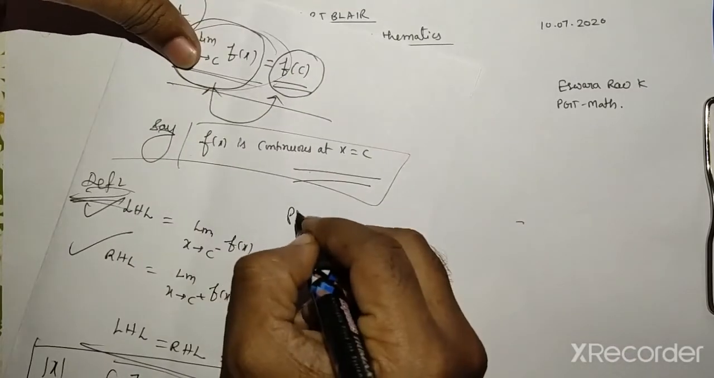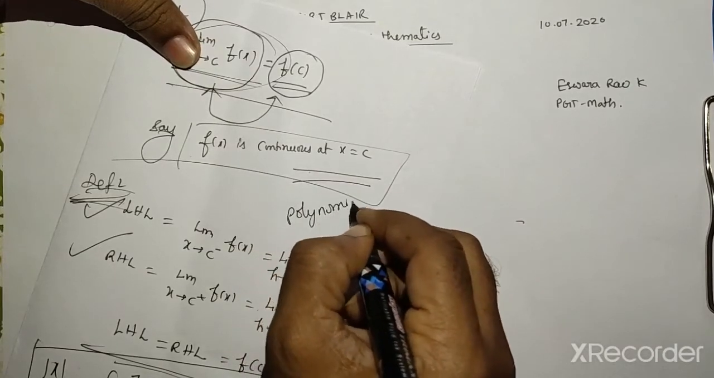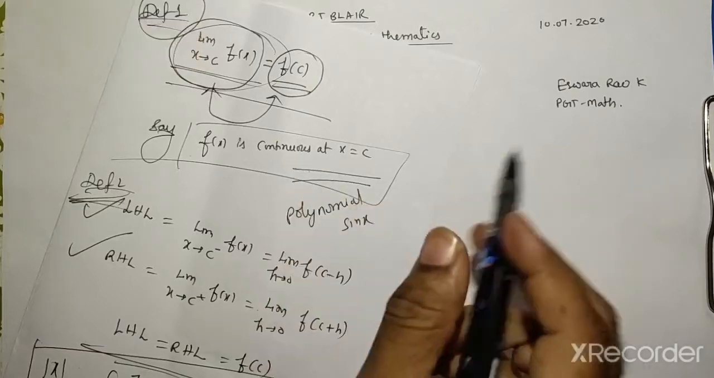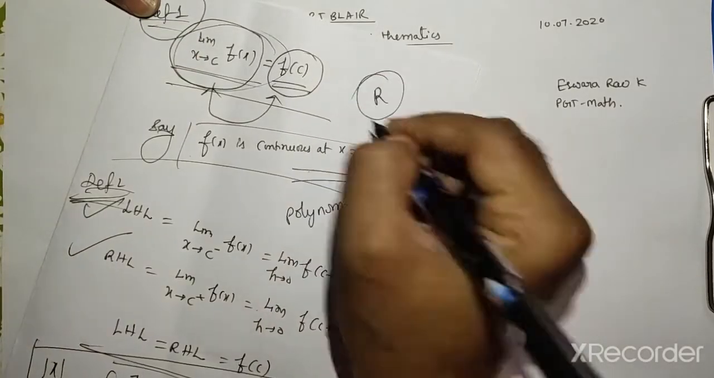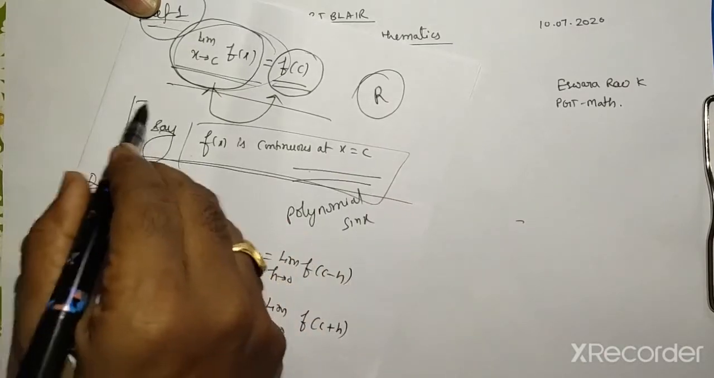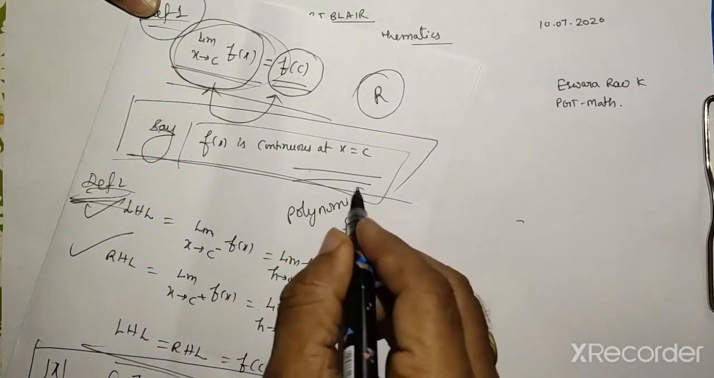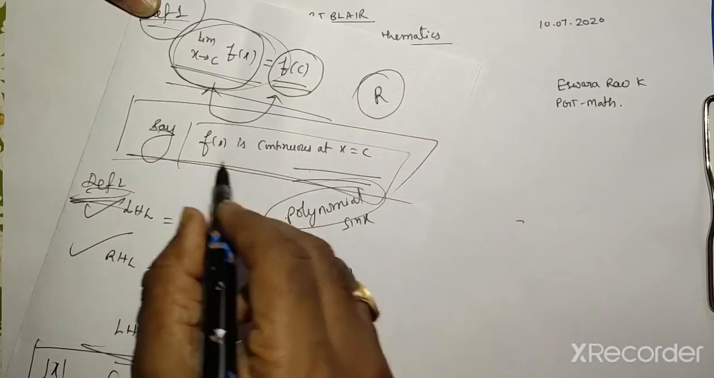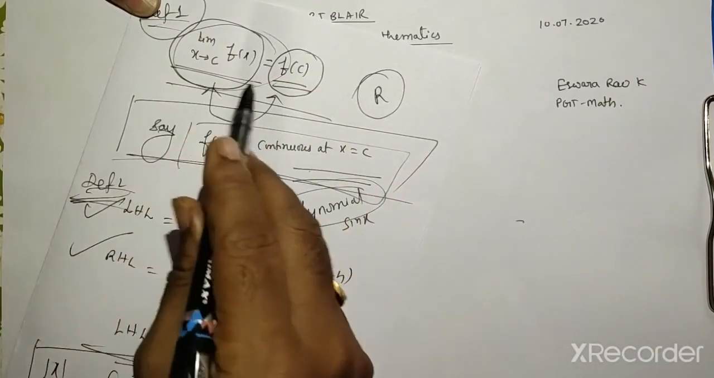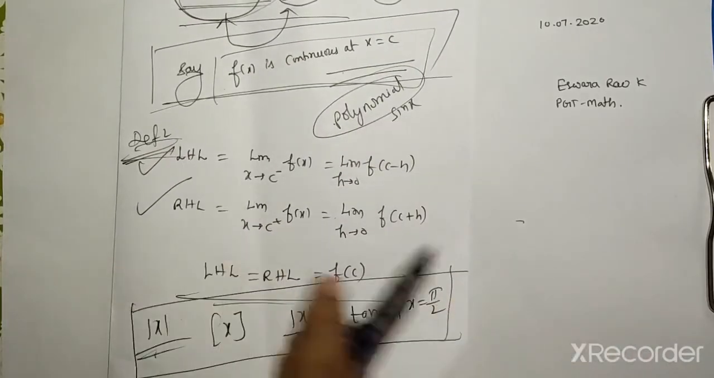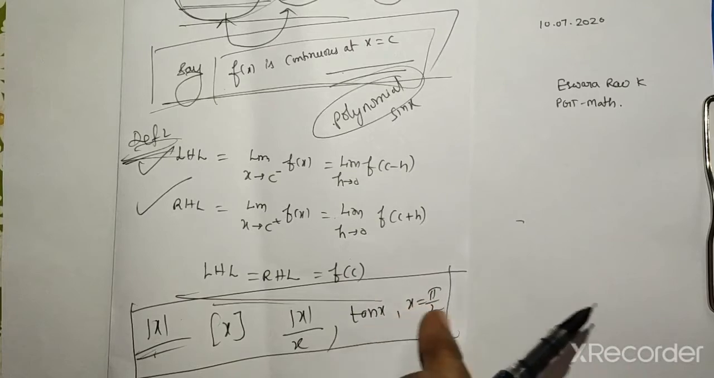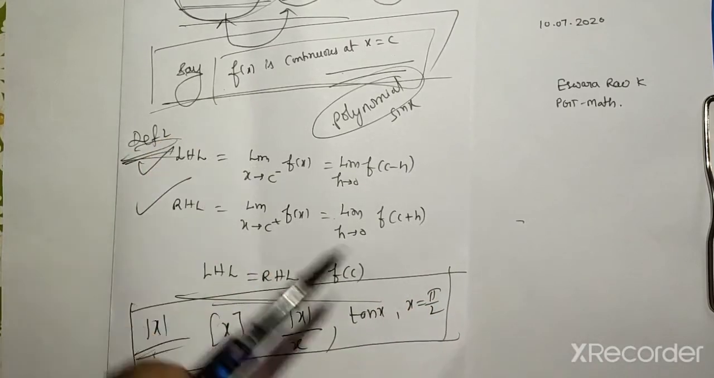When polynomial functions, sin x, and some functions that are continuous everywhere, with the domain as the set of real numbers, are coming, you can use definition 1 directly. For polynomial and algebraic functions you use definition 1. For modulus functions, greatest integer functions, mod x by x, and tan x at x is equal to pi by 2, in such cases we use definition 2.